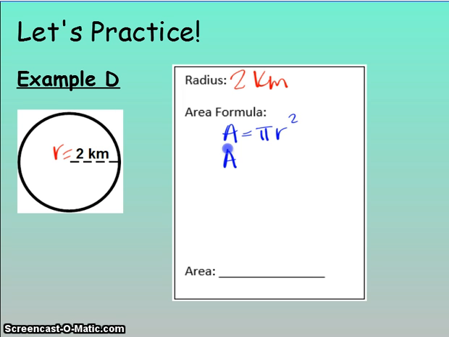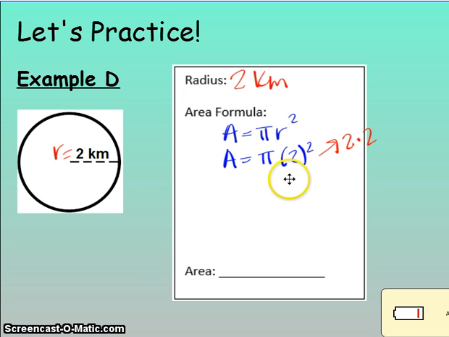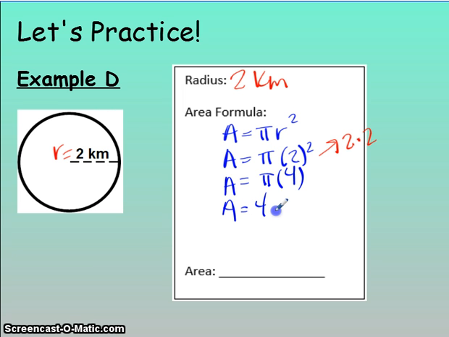Then, rewrite that formula, but instead of r, you need to have 2 plugged in your radius to the second power. Okay, so let's look at what this looks like. 2 times itself. All right, 2 times 2 leaves me with 4. Bring down your pi and your area. Okay, remember, we want to flip-flop this over because I need the 4 in front of the pi symbol. Here is your first answer. Put the units on it, you guys.